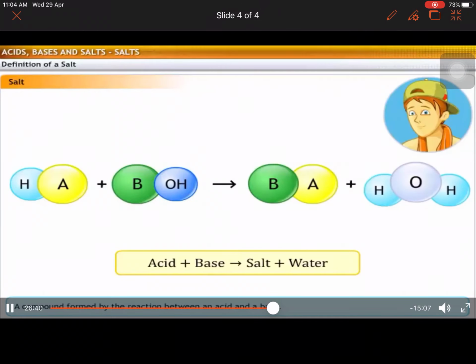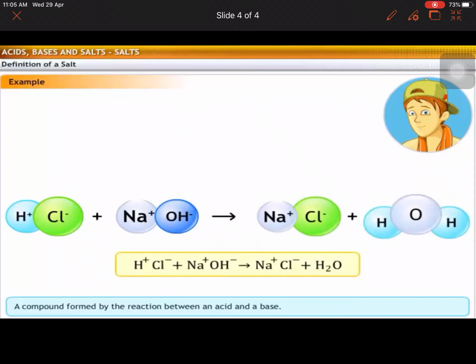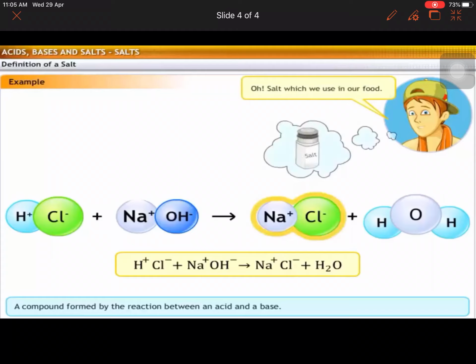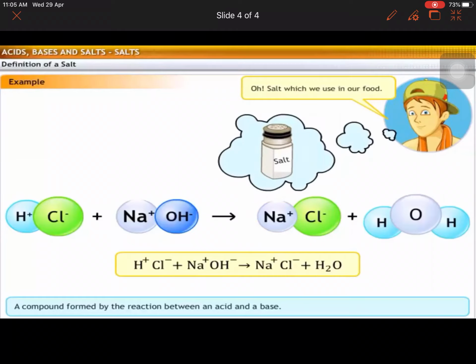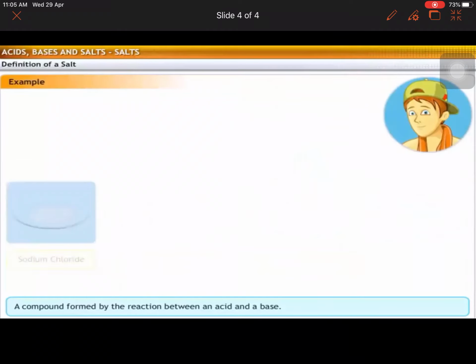From this, we define salt as a compound formed by the reaction between an acid and a base. This reaction is called a neutralization reaction. For example, when an acid like hydrochloric acid reacts with sodium hydroxide, which is a base, sodium chloride, which is a salt, is formed. Oh, salt which we use in our food? Yes. Some salts like sodium chloride are edible, and other salts like magnesium chloride, potassium nitrate, zinc carbonate, and copper sulfate are useful to us.